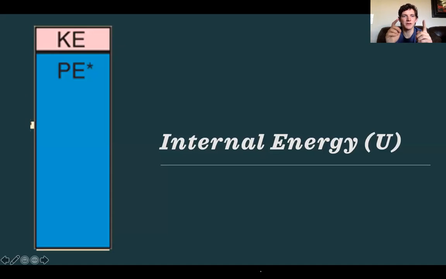And so here, now we want to talk about internal energy. The internal energy is what a system or an object has, and it is equal to the kinetic energy plus the potential energy. So any system or object will have its own internal energy, which is the sum of the kinetic energy and the potential energy.